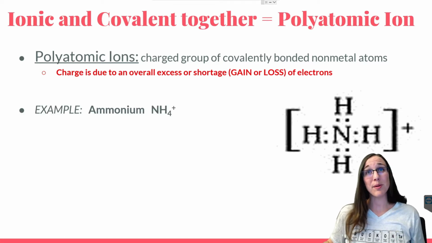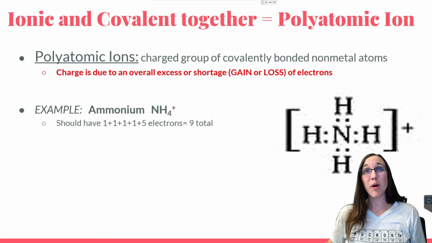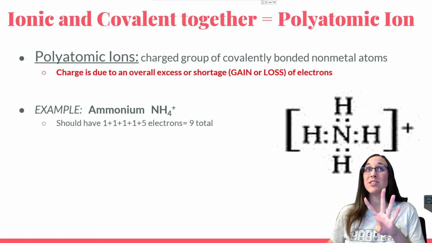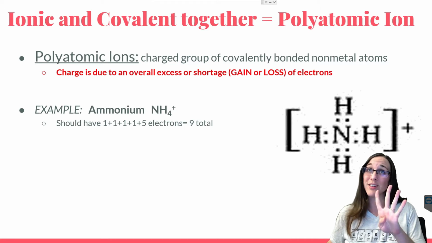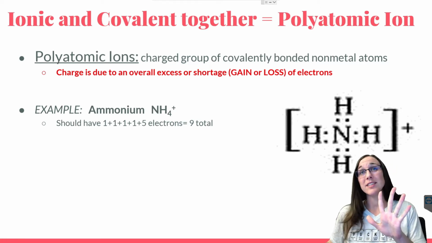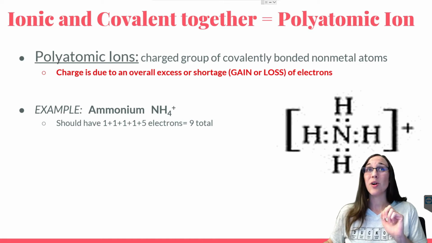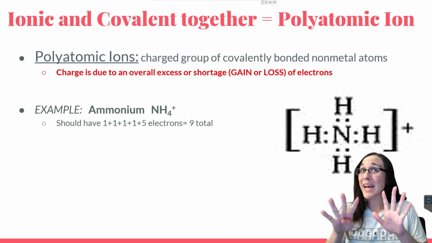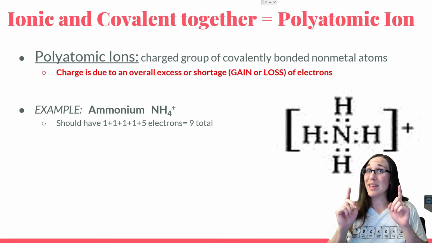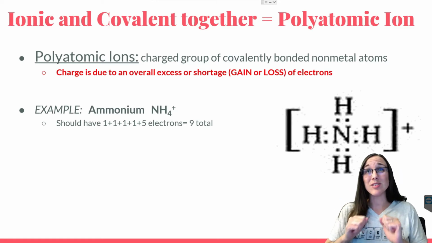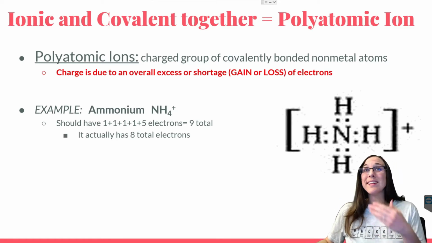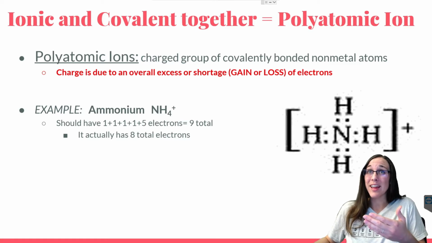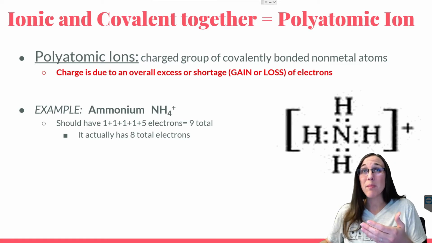So for example, ammonium, NH4+1, the one that's behind me, should have a total of, well, 4 hydrogens, so there's 1 electron per hydrogen, and 5 electrons coming from the 1 nitrogen. So we have 5 valence electrons from nitrogen, 4 valence electrons from hydrogen. Really, we should have 9 total electrons. But if you look at the image behind me and you count up all those dots, you see that there's only 8. So the lack of having that extra electron actually makes ammonium more positive.